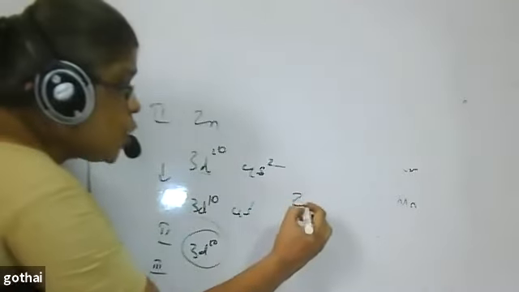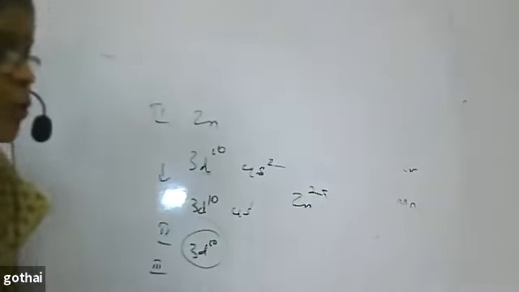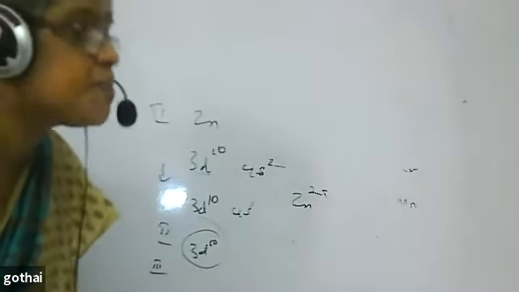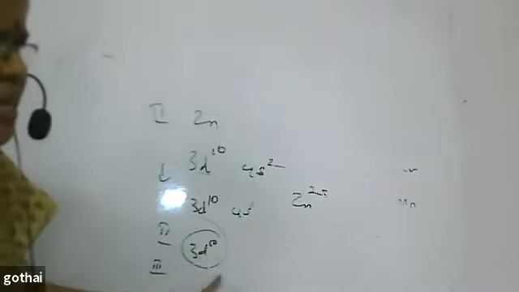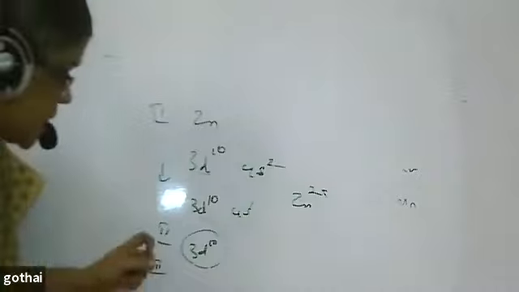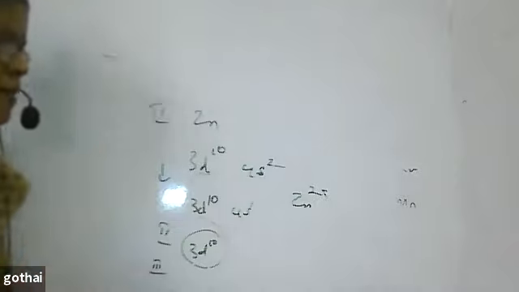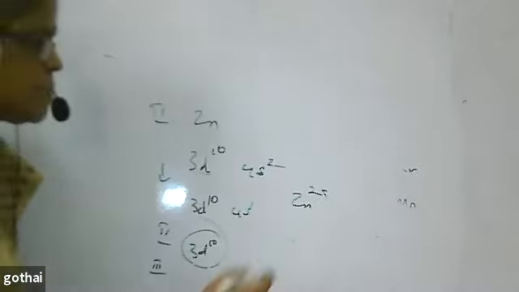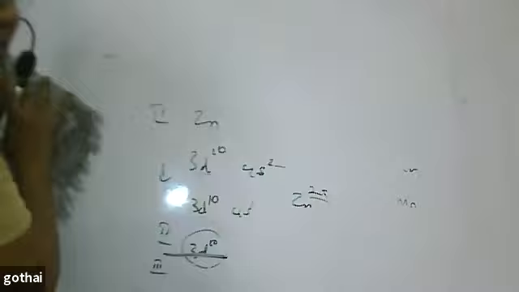So zinc doesn't go for Zn3+. It always remains as Zn2+. The maximum oxidation state of zinc is +2, because removal of an electron from the stable 3d10 configuration is very, very difficult. So the third ionization enthalpy of zinc is very, very, very high, and it doesn't go for Zn3+. So if they ask any question regarding that, please check with the electronic configuration.